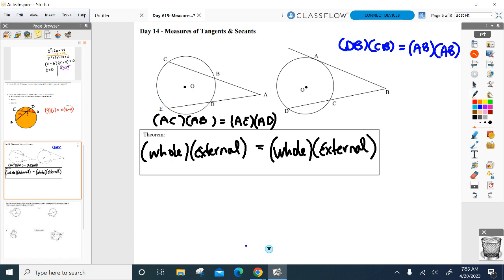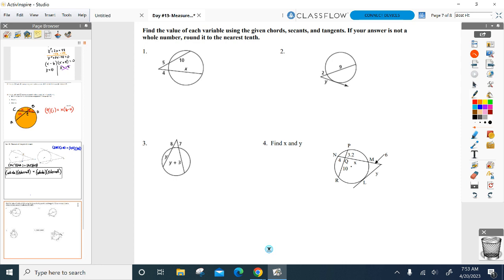All right, good. Questions, comments, concerns before we put this to use today? Tangents and secants only. All right, here we go. Now look, here's the part that's going to really annoy you. You're in this mindset right now from yesterday that you want to do 5 times 10 equals 4 times x, because you're thinking about chords from yesterday, right? Part times part. Not anymore. Whole times external. Don't do the segments times each other.